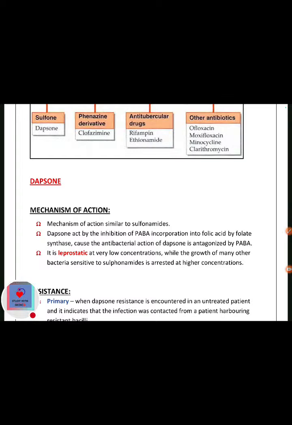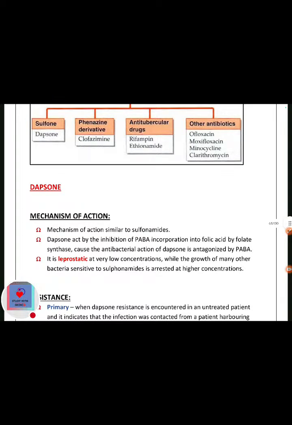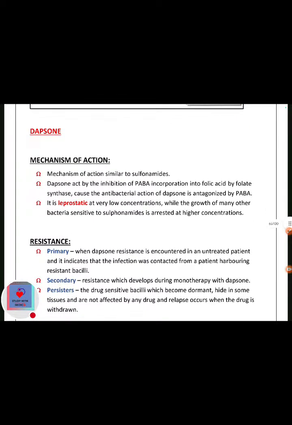Dihydropteroate synthase. What is the mechanism of action of dapsone and why it is antagonist to PABA?